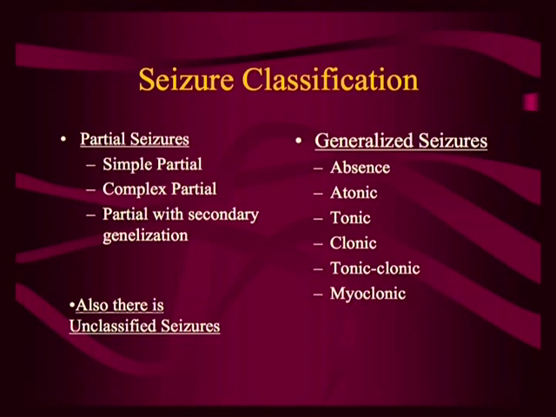Partial seizure is no loss of consciousness, and there are two kinds of partial seizures. One is simple partial, which means there's only jerking of the arm or leg, and the patient is alert and talking to you. There's no altered level of consciousness. They are not confused, they are not disoriented, and only have one arm or leg seizure.